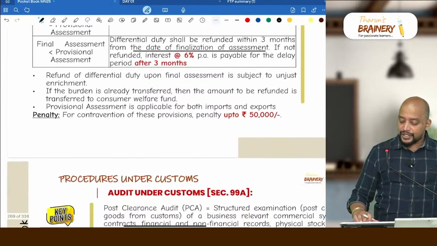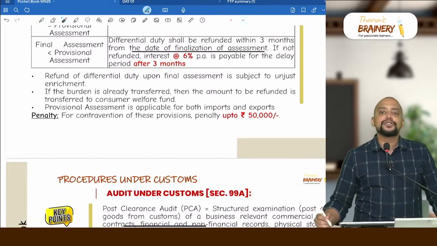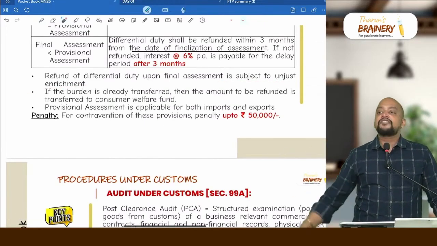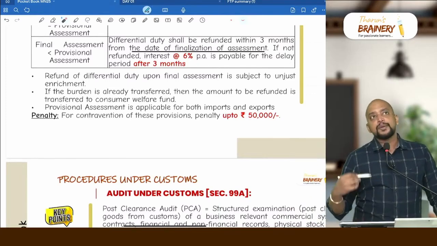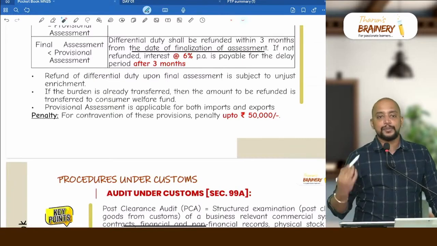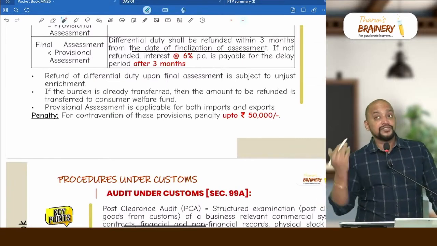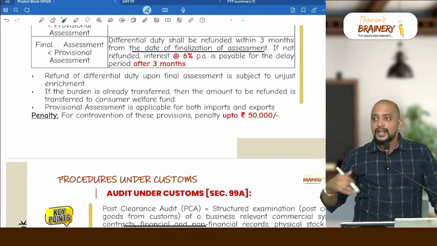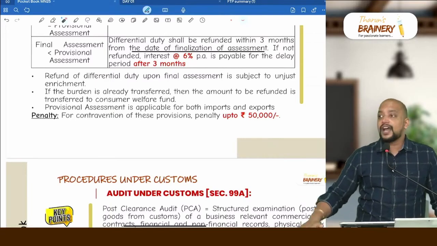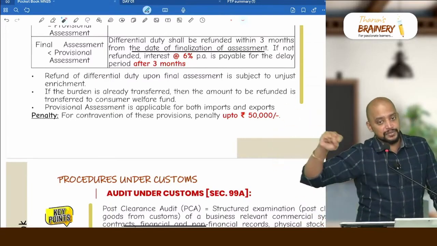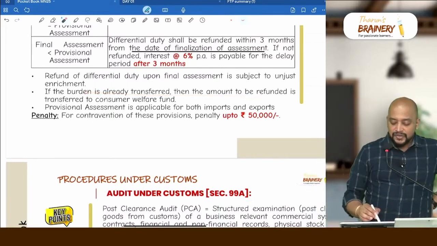Then refund of differential duty upon final assessment is subject to unjust enrichment. Unjust enrichment means we need to prove that we have not transferred the burden to the next person. If we fail to prove, then it will be credited to the consumer welfare fund. So here also, maybe provisional could be 12%, so we have paid 12%, and final is 18%. No issue, we have to pay the differential amount. What if the provisional is 18% but the final is 12%? It means we paid 18%, so we are claiming 6% as refund. So we need to prove that we have not collected 18% from our customer.